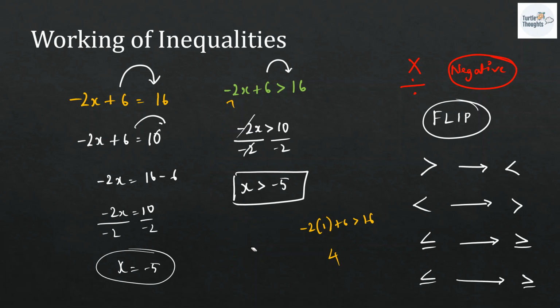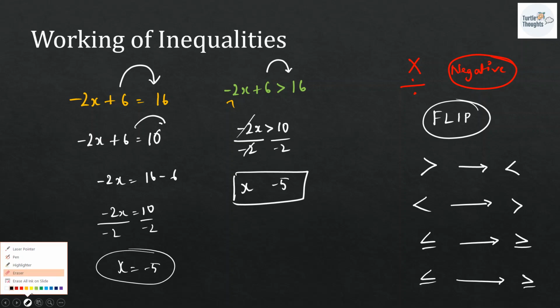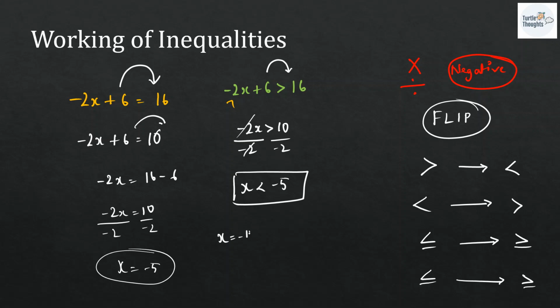So whenever I'm dividing or multiplying any negative number, the inequality will flip. Here I had greater than sign. This will become less than sign. Now we will check whether it works. Let me take the value of x as negative 10. Negative 10 is less than negative 5, isn't it? Now let me substitute back over here. So negative 2 multiplied by negative 10 plus 6. Here I'll be getting 26. 26, is it greater than 16? Yes, it is.